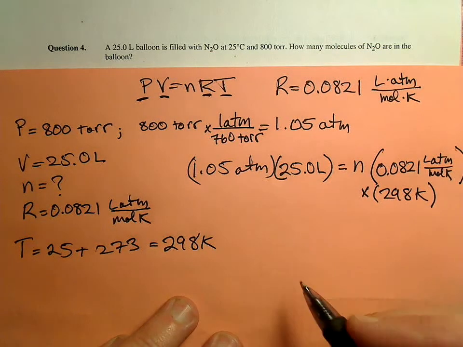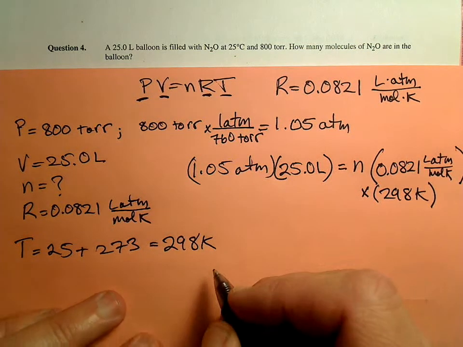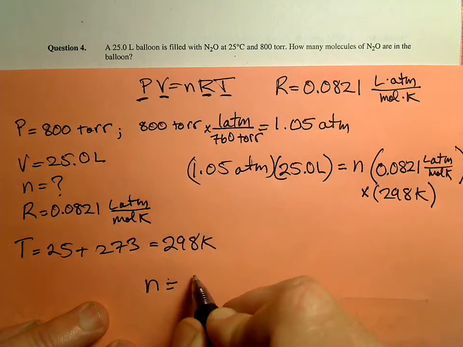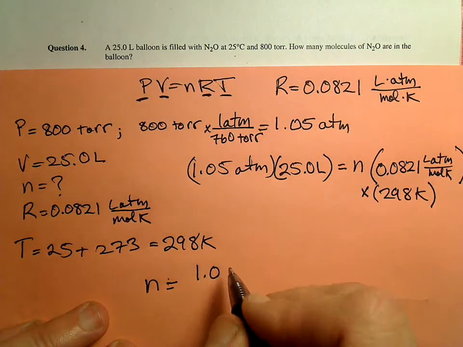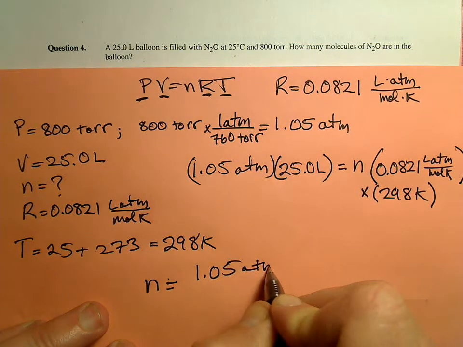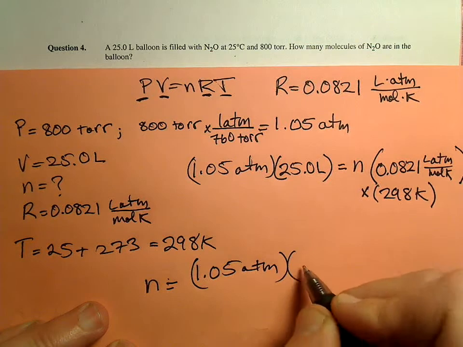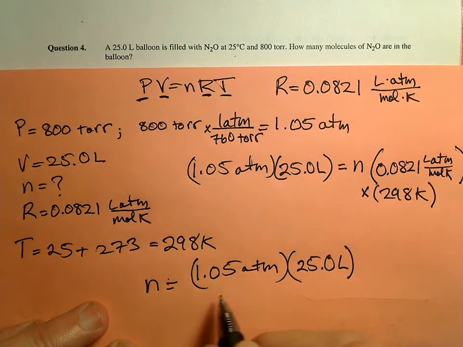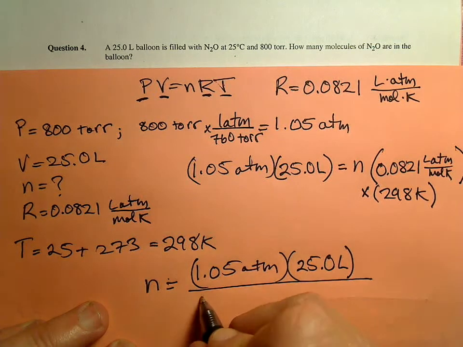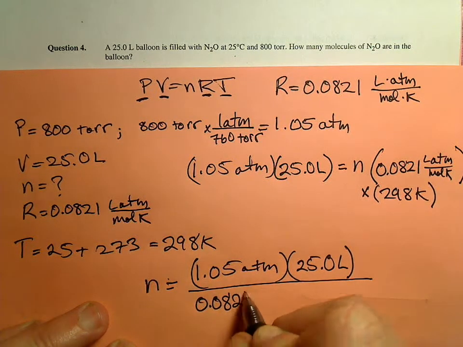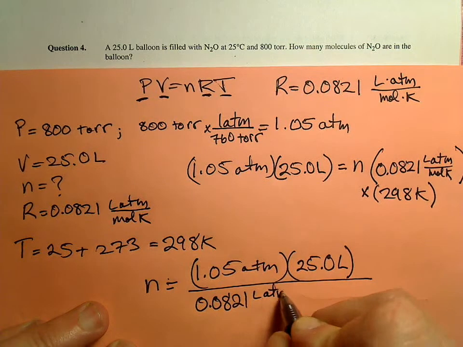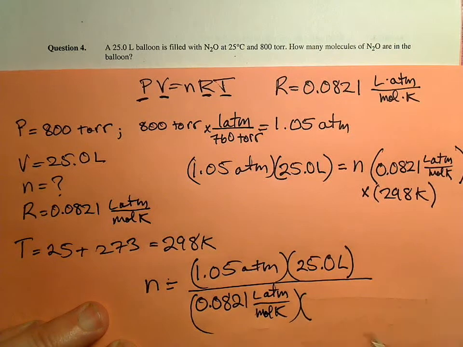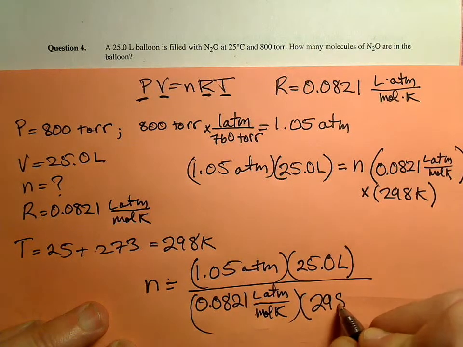All right, so when we do this whole thing, we end up with n is equal to 1.05 atmospheres times 25 liters divided by R, 0.0821, and the temperature.